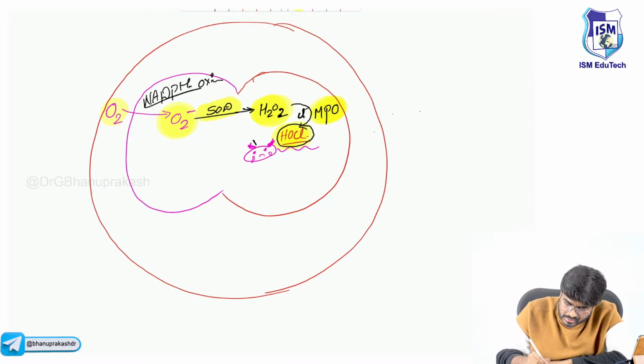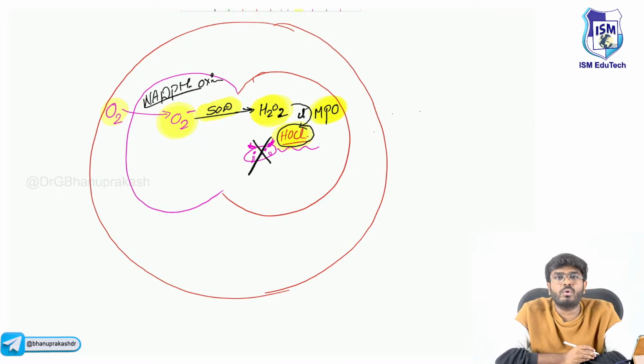Now, do you know what it will do? It will come without any mercy. It will kill the bacteria. So, the bacteria is dead. This is called oxygen dependent killing. By using the oxygen, you kill the bacteria. So what is formed? Which free radical is formed at the end? Hypochlorous acid, HOCl, the most powerful free radical.